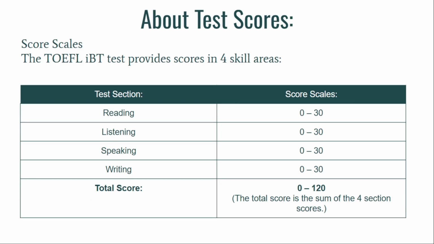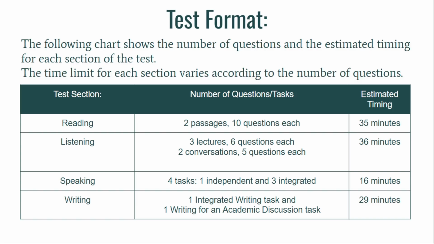Now, let's recap. As I told you, first you have your reading where you have to understand academic text. Next, you have your listening where you have to process the lectures and the conversations. Then, you have speaking where you have to express ideas clearly. Then, you have your writing where you have to organize thoughts effectively.